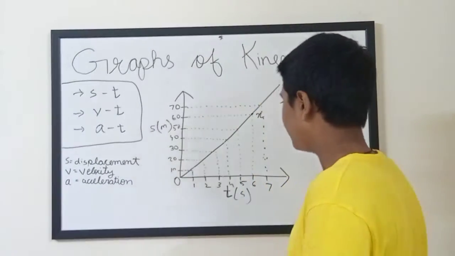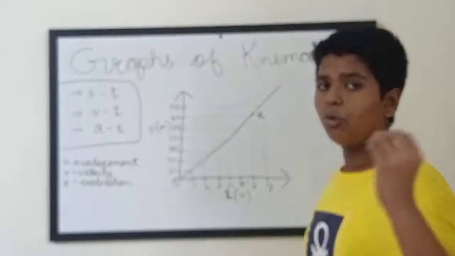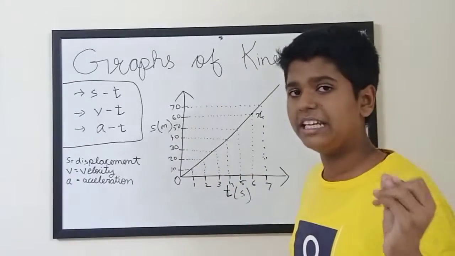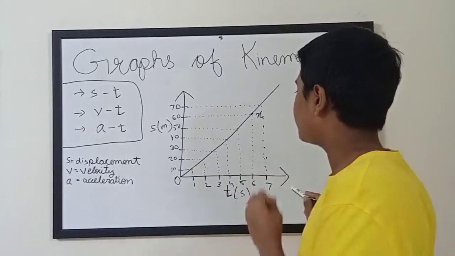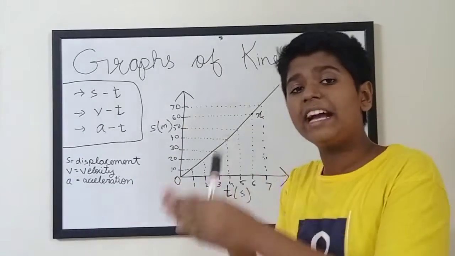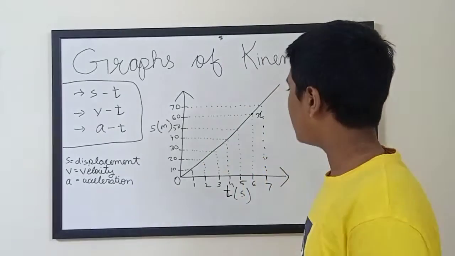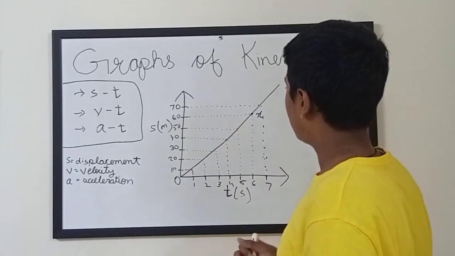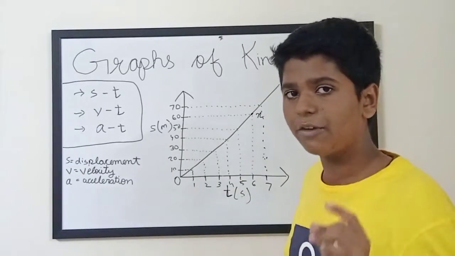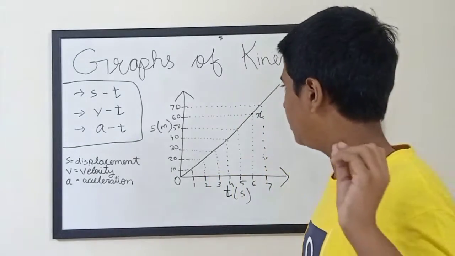So a displacement time graph looks like this. On the y-axis, we write the displacement covered by the body in meters, and on the x-axis we write the time taken by the body to cover that much distance in seconds. Here I have drawn a graph. Now let us analyze this graph, what this graph is trying to say to us in a practical way.